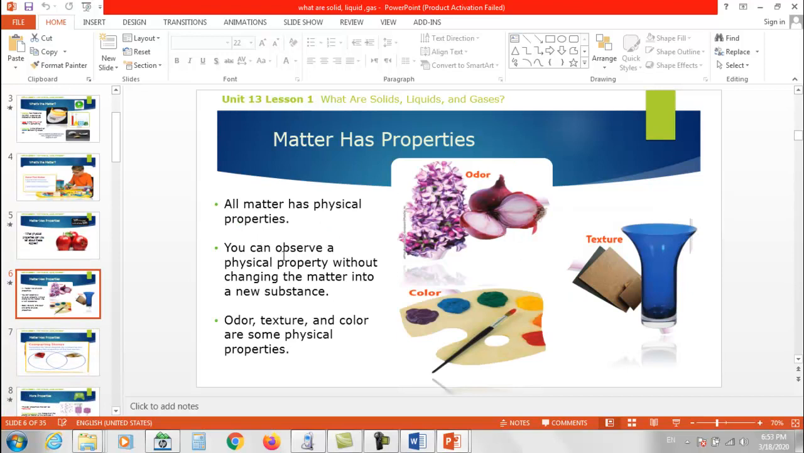We can observe a physical property without changing the matter into a new substance. Odor, textures, and colors are some physical properties. Do you see? There's a different color, it has texture. Some materials are rough, some are smooth. Odor: it has a good odor, or a bad odor.